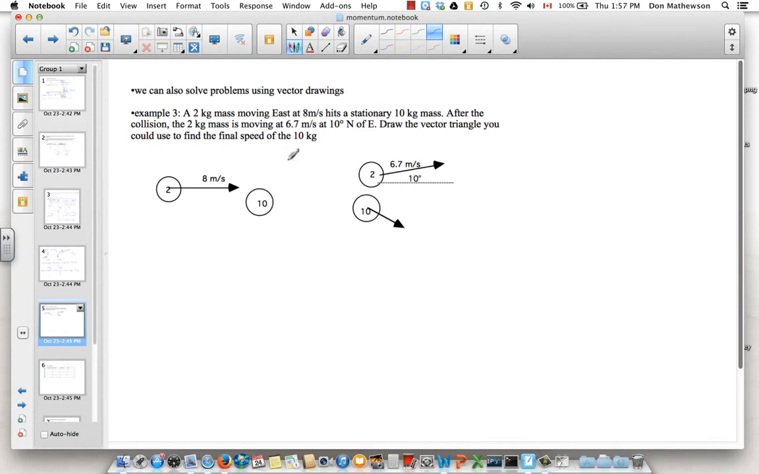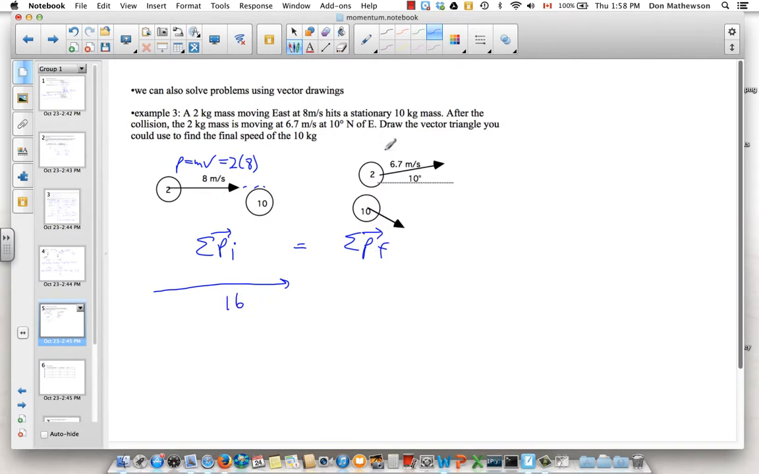Now it's also possible to use whole vector techniques, and here what we're going to do is add up all the initial momentum vectors and the final momentum vectors and set them equal to each other. So here at the beginning, before this collision, it's sort of an oblique collision. This mass is going to strike the 10 kilogram and then they're going to fly apart at a certain angle. Our initial momentum is 2 times 8 is 16 units of momentum. So that's our initial momentum.